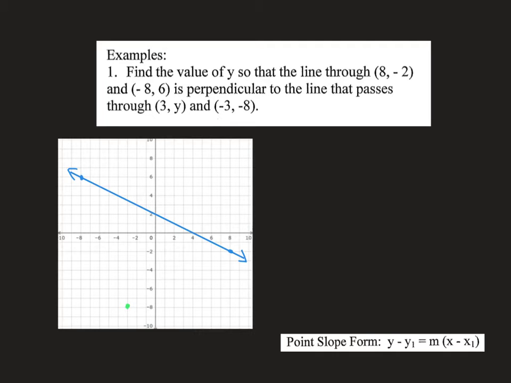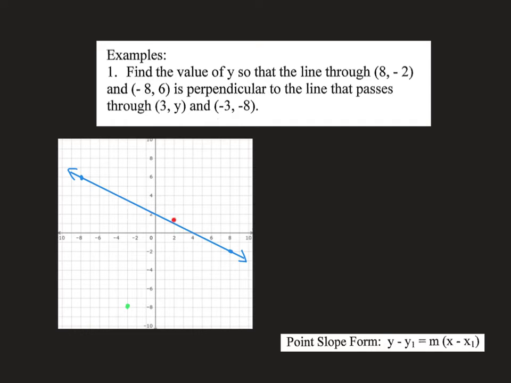Welcome. In this video, we're going to be discussing how to take the idea of writing equations of lines to the next level. So in example number 1 here, we would like to find the value of y. We see down here there's a y missing from this coordinate. And we want to find the value of y so that the line going through (8, -2) and (-8, 6). So here's (8, -2), here's (-8, 6).